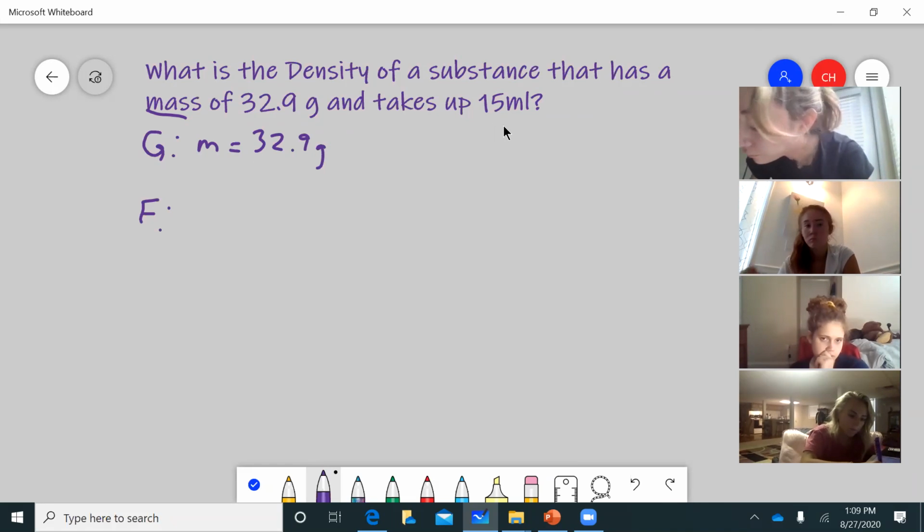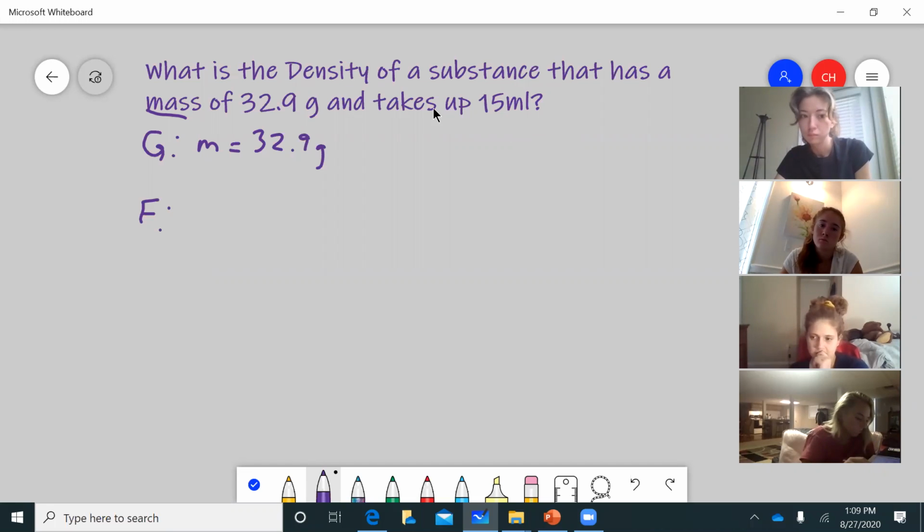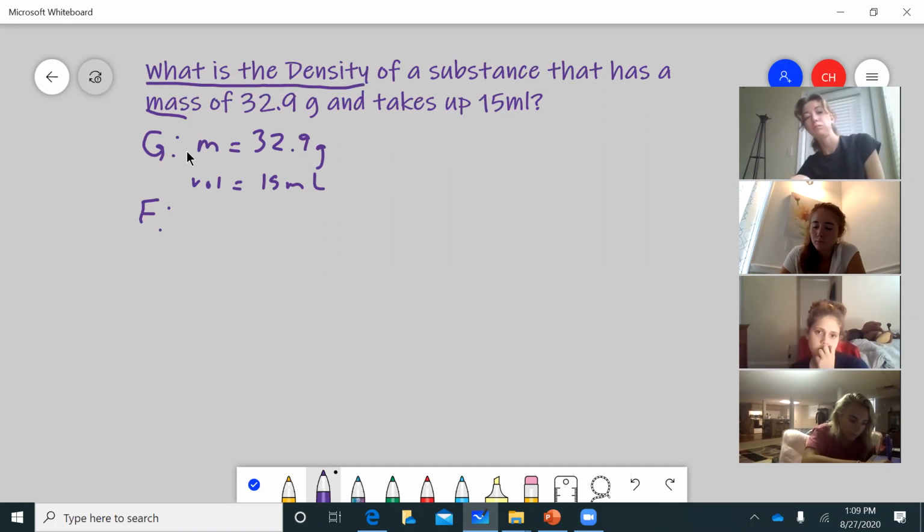It doesn't explicitly say here that the volume is 15 milliliters, but you want to start getting used to seeing things takes up a certain amount of space. That's going to be a volume thing. Milliliter is a measurement of volume. So I know my volume for this is 15 milliliters. The problem tells you right at the top what is the density. So I want to go ahead and find my density.